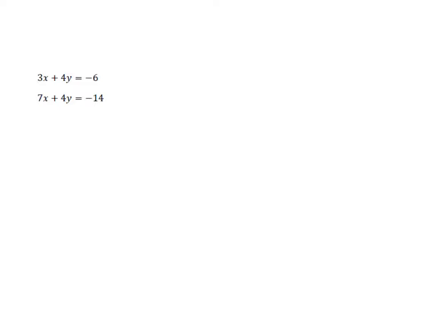Last but not least, I have these two equations right here: 3x plus 4y equals negative 6, and 7x plus 4y equals negative 14. If you notice, I have a positive and a positive, so if I add those together, they will not cancel. But what you can do is subtract these two equations. What is 4y minus 4y? It gives you 0. So these will cancel if I use subtraction.